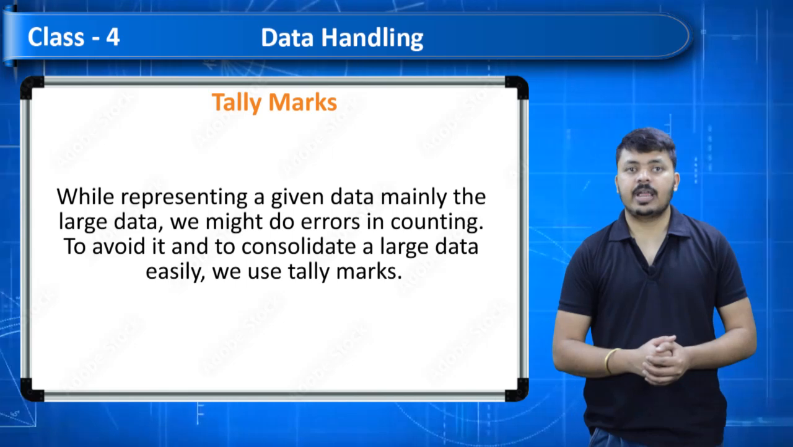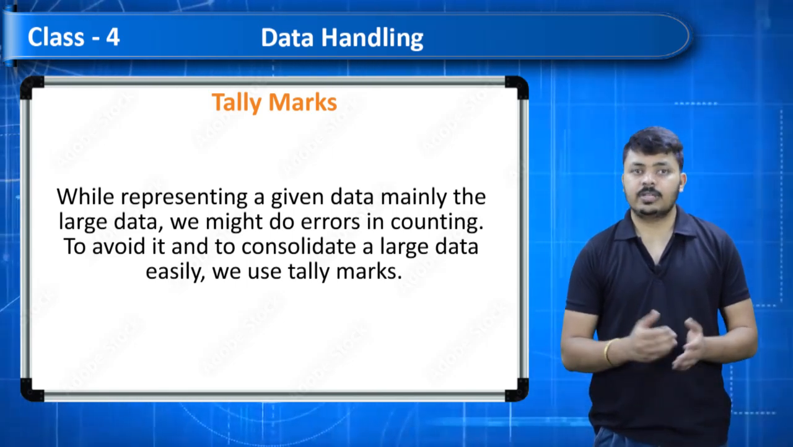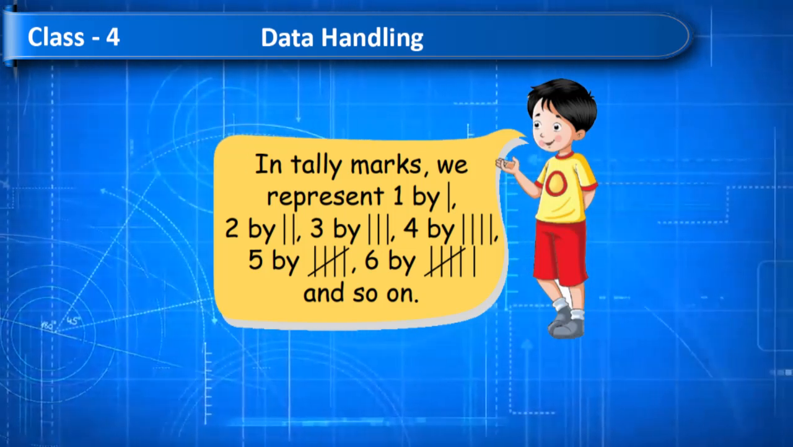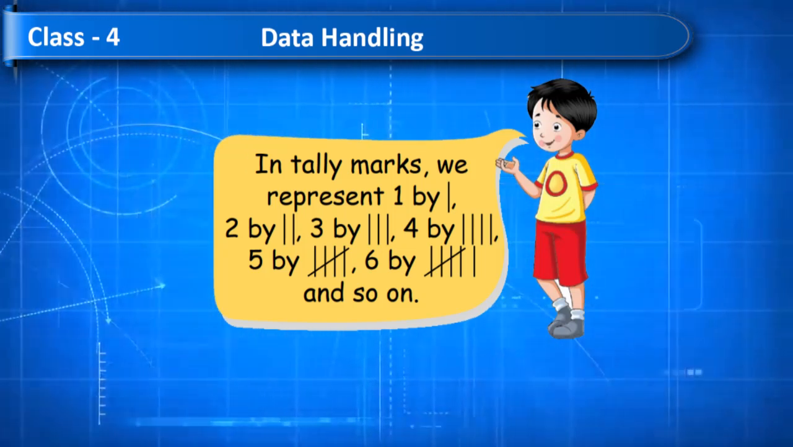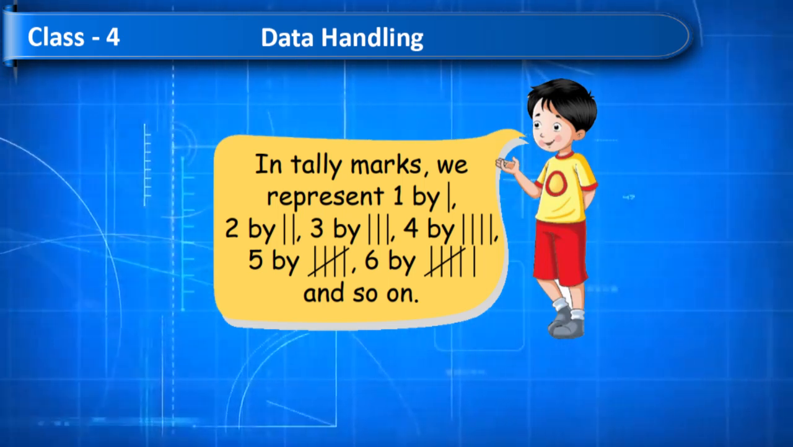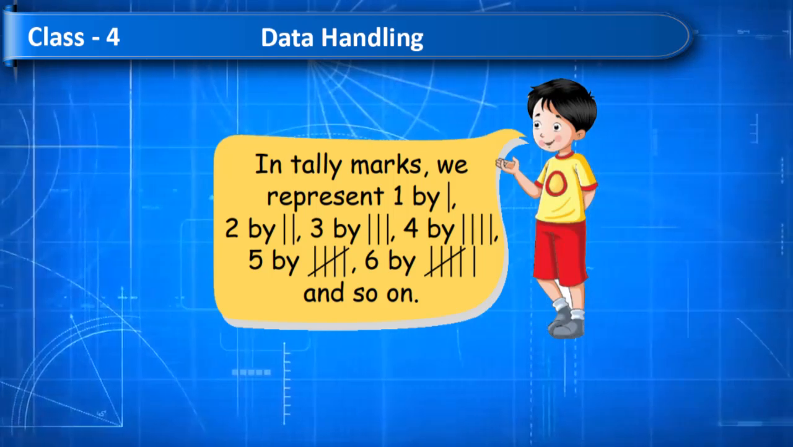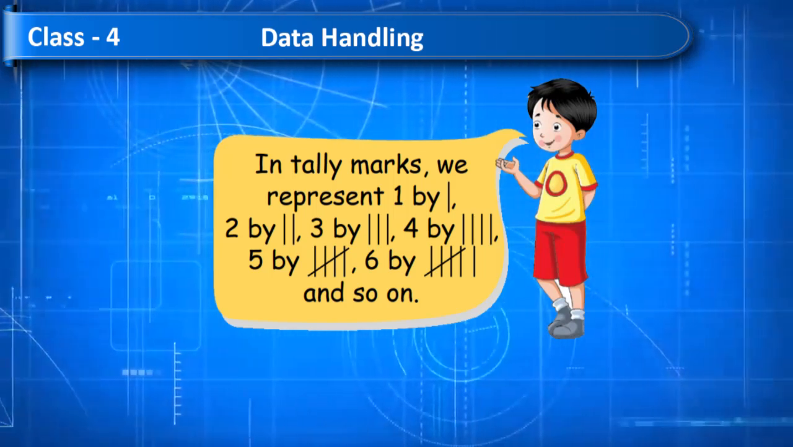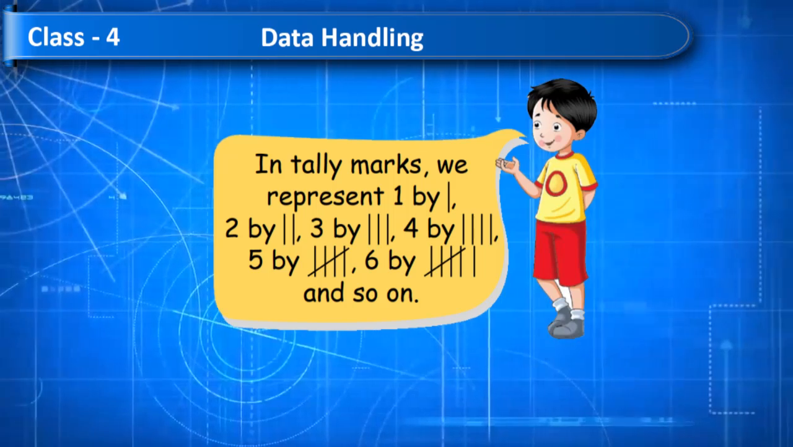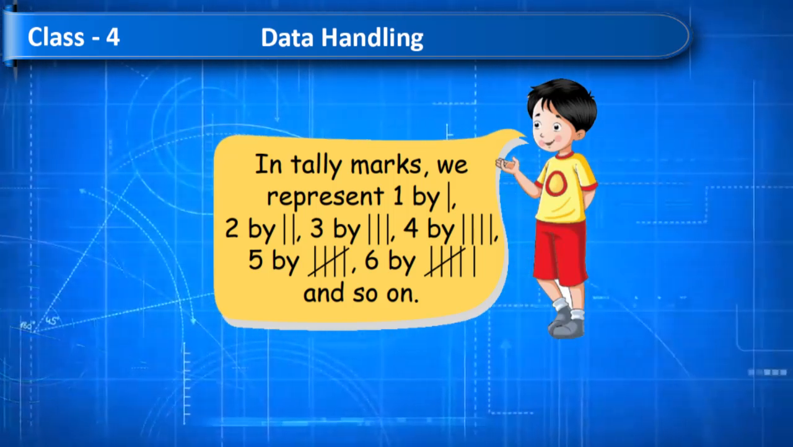To avoid it and to consolidate a large data easily, we use tally marks. In tally marks, we represent 1 by a perpendicular line, 2 by 2 parallel lines, 3 by 3 parallel lines, 4 by 4 parallel lines, and 5 by a crossing line over 4 parallel lines, 6 by 4 parallel lines and 1 crossing line plus 1 perpendicular line, and so on.